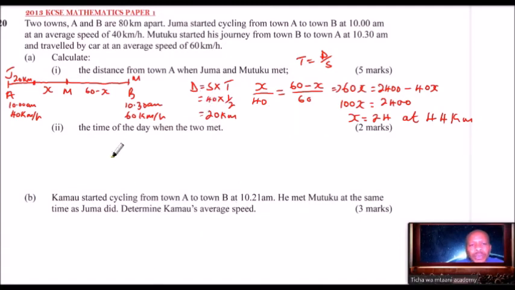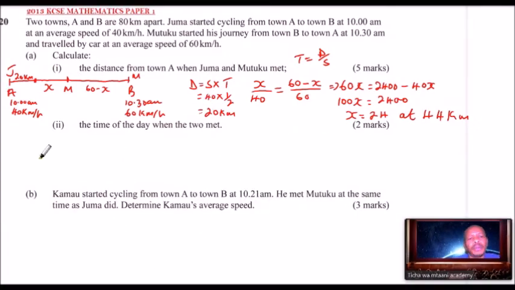So let's go to part Roman number 2. We are told to calculate the time of the day when the two met, so the time they met at M. For us to get time, we say time is equal to distance over speed. You can work it in two ways. You can find the time Juma took from A to M because we know the distance is 44, that is 20 plus 24, and we divide by the speed.